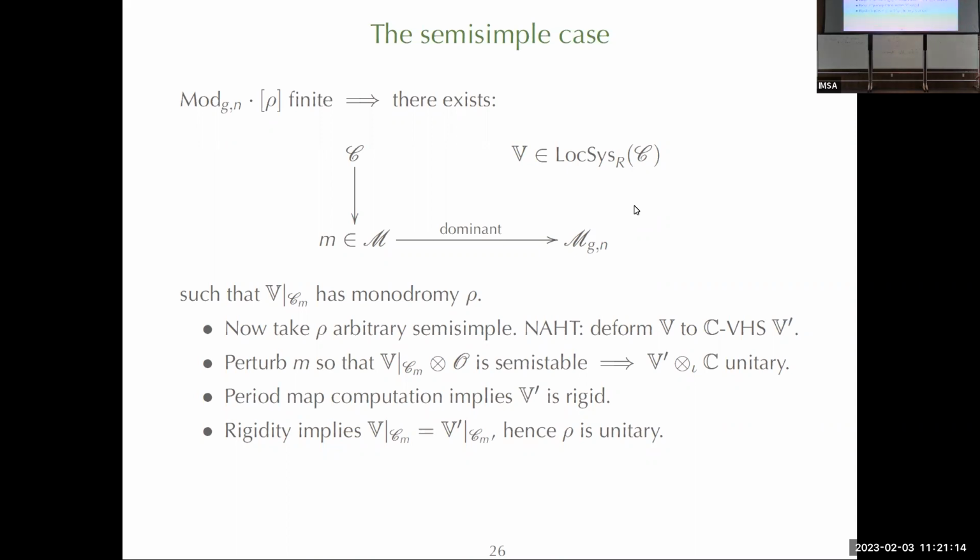So now let's reduce to the CVHS case. Or sorry, reduce to the unitary case. And again, what are the hard parts?